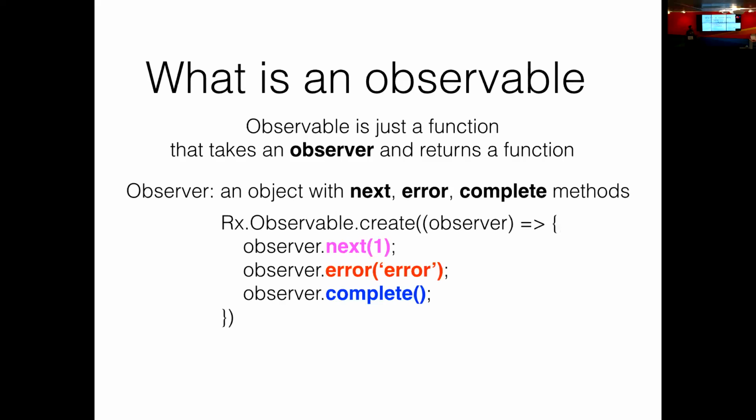And when used in code, it can look like this. So here we are kind of creating our own observable. As you can see, we have a function that takes an observer. The observer does a bunch of calls, and we're pretty much done at this point.